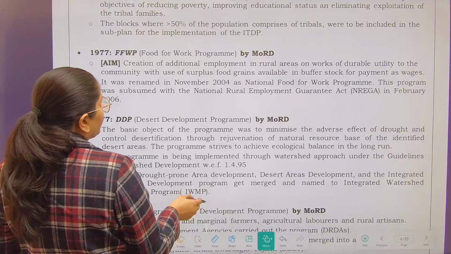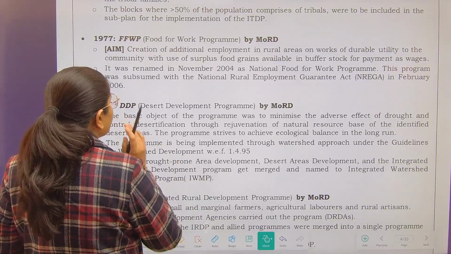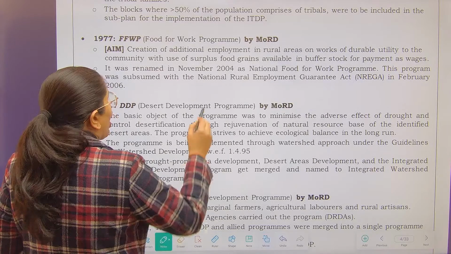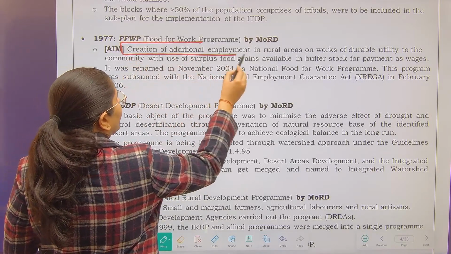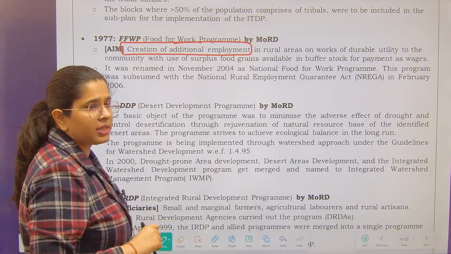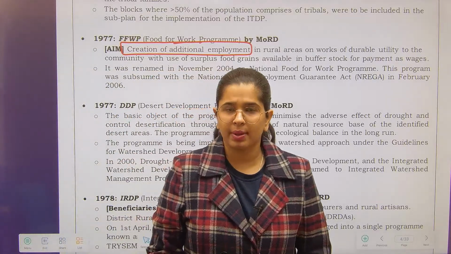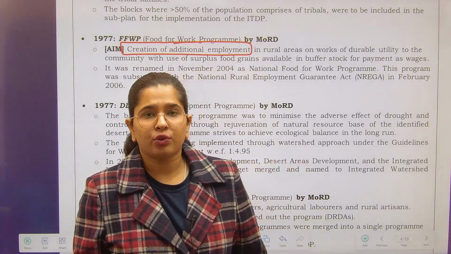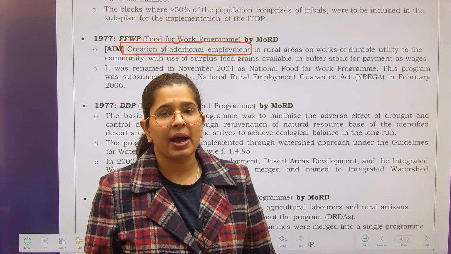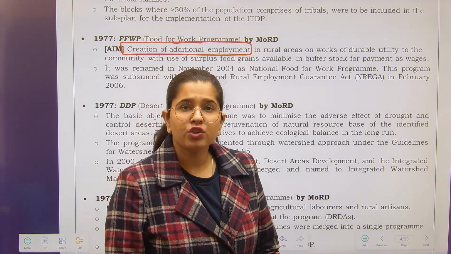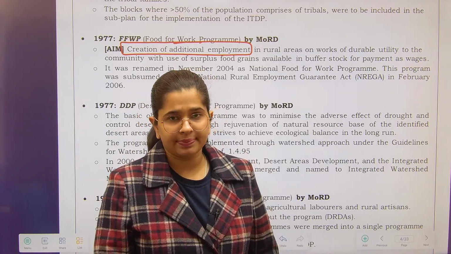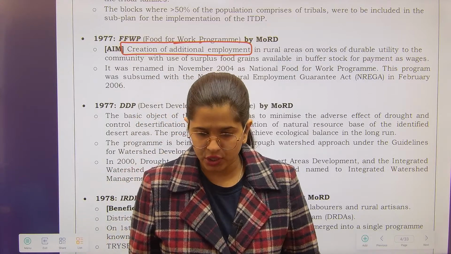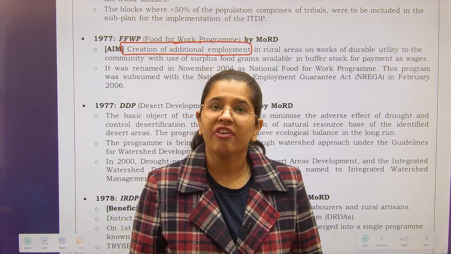Food for Work Program by Ministry of Rural Development. Under this particular program, on the one hand, you wanted to create additional employment by creating assets which are durable in nature, which the rural community will use, and apart from that, what you are going to pay to your workers is not wages but food instead of wages.